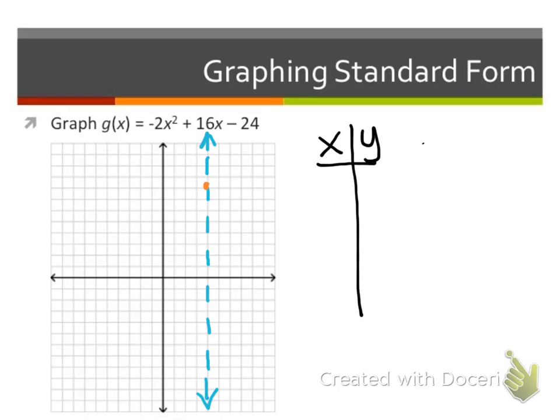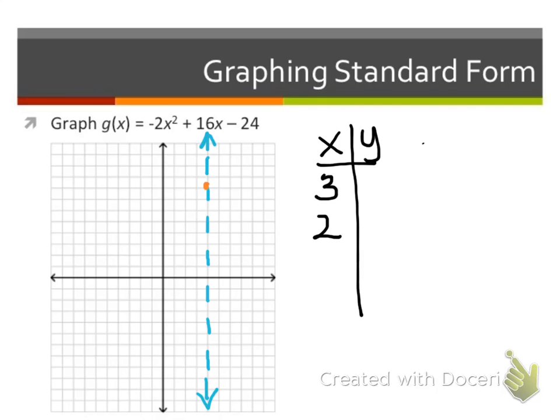And the x's that I choose for my table are going to be something around my vertex. So for example, since my vertex is here at 4, 8, I'm going to choose an x value of 3 because it's close to the 4 that is in my vertex, and it's a relatively easy number to figure out. I'm also going to choose a 2.